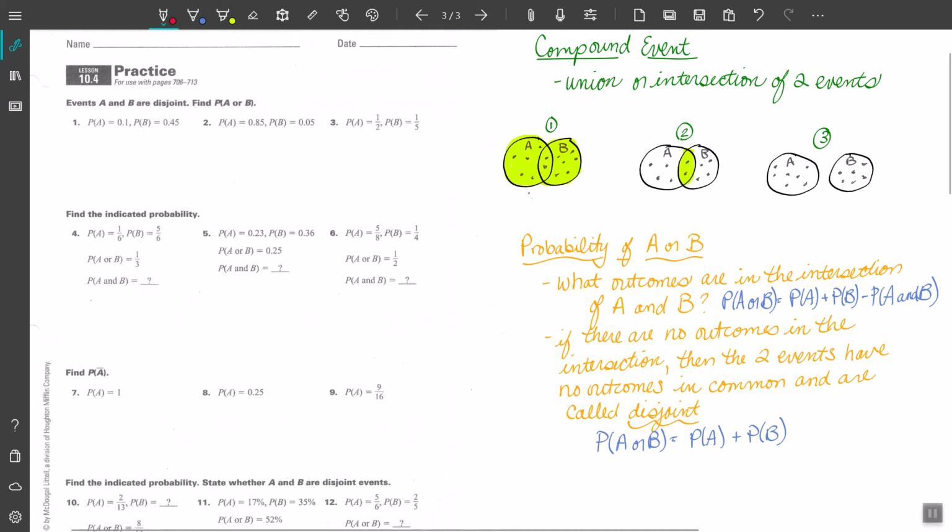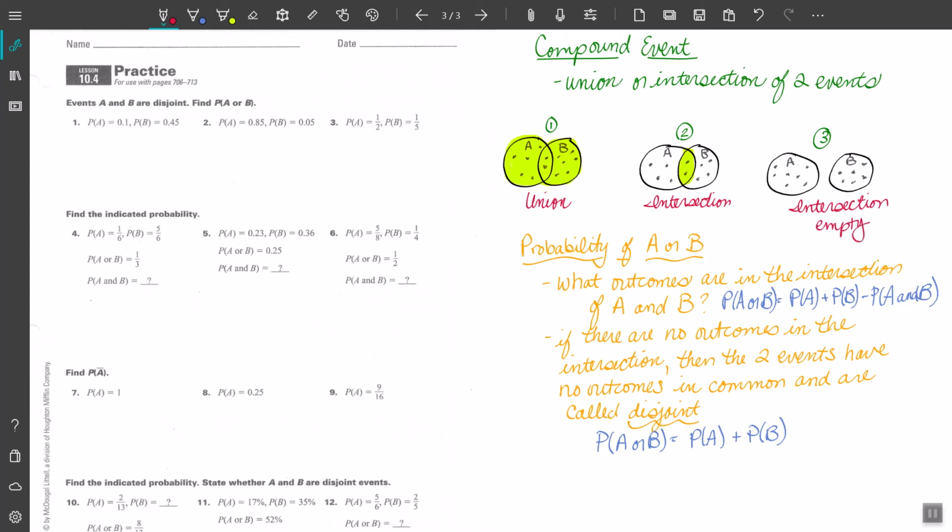Okay, so this is the union of A and B. This is the intersection of A and B. And this, even though they're not sharing anything in common, what we would say is the intersection of A and B is empty.